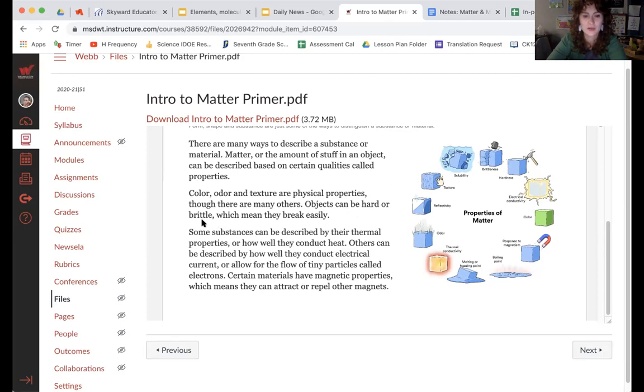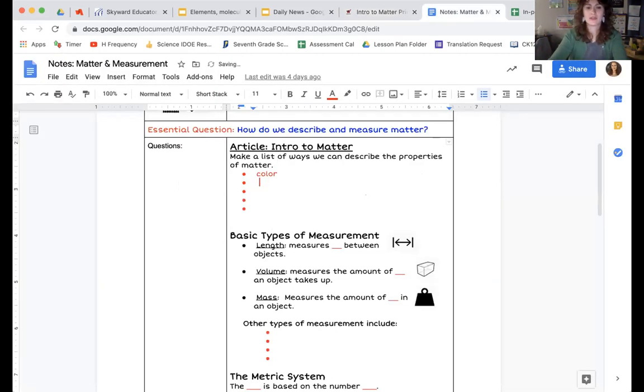Objects can be hard or brittle, which means they break easily. So in this paragraph, we have color, odor, texture, which are physical properties. Objects can be hard or brittle, which means they break easily. So we have some words here. I'm going to fill some out. Odor, texture, and you're going to continue like that.